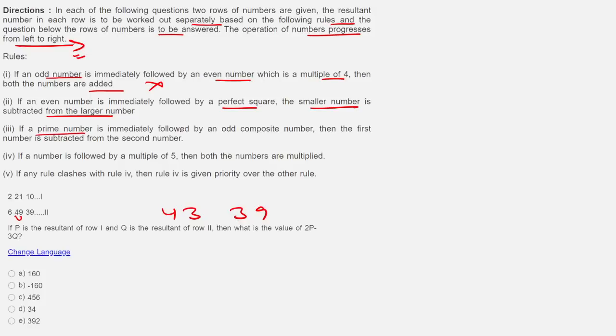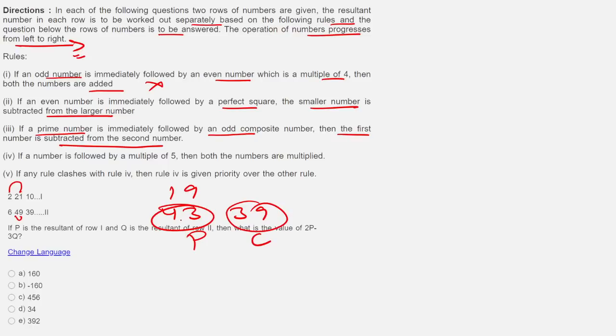If a prime number is immediately followed by an odd composite number, then the first number is subtracted from the second. Yes, here we have a prime followed by an odd composite. So this will become 21 minus 2, 19. But at the same time, after the operation this has become prime, and this is my composite number.